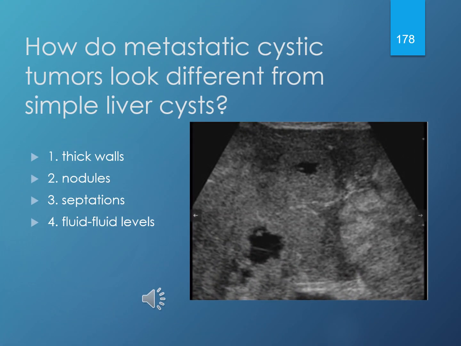How do metastatic cystic tumors look different from simple liver cysts? 1, they have thick walls. 2, they'll have nodules. You can see a big chunky nodule hanging out in that more posterior one and a little nodule in that more anterior one. There's septations and fluid levels. So you can see the echoes like moving. You can tell that they're fluid, but there'll be different densities and one fluid will sit on top of the other. It's kind of like oil and water.